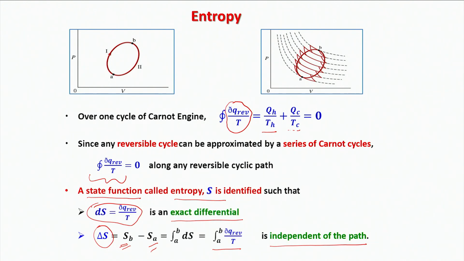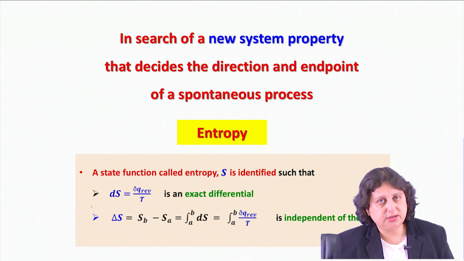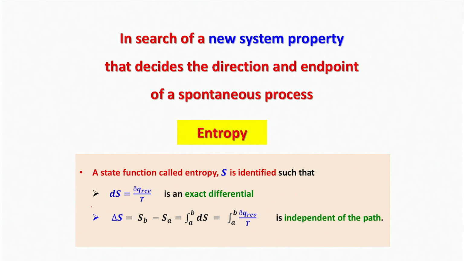So now what I can do is I can use these two as a key relationship and continue my search for a new system property that decides the direction and endpoint of a spontaneous process. So here is the new concept, entropy, and this is a state function. For an infinitesimal change in state, you have an exact differential dS, which corresponds to the ratio of two quantities. One is the infinitesimal amount of thermal energy exchanged reversibly when the system undergoes this change in state, and this heat must be exchanged at the temperature T.